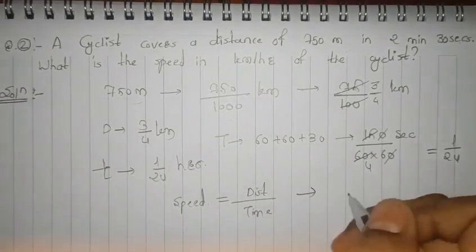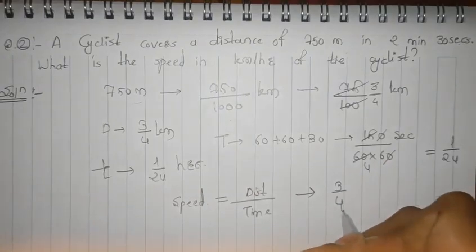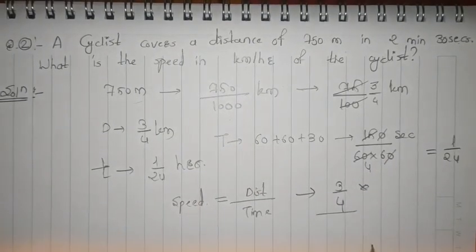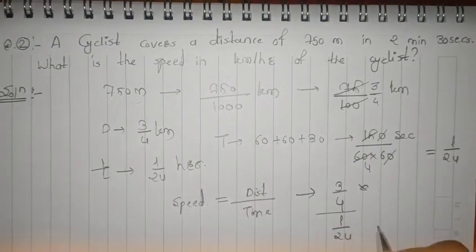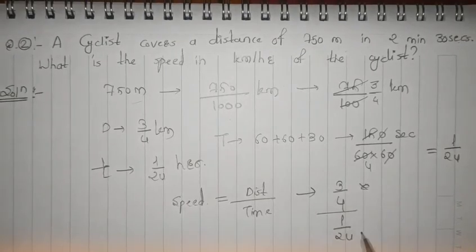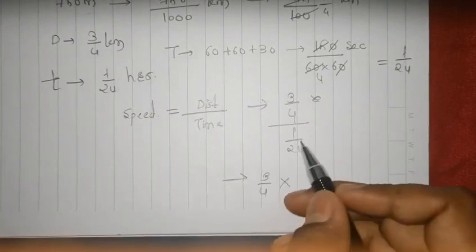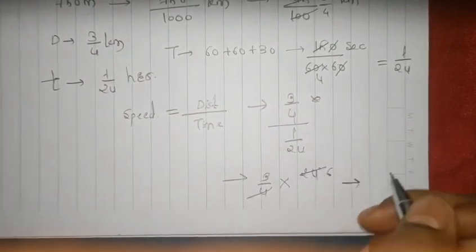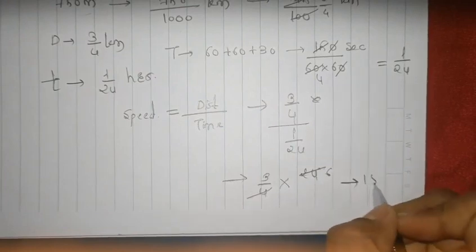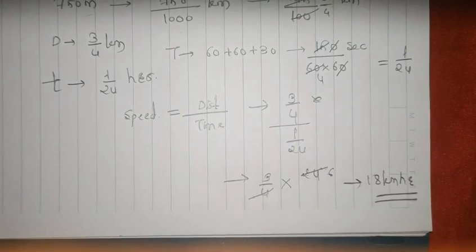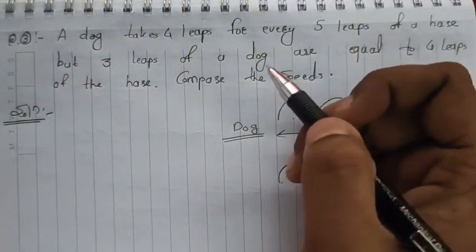So our distance is 3 by 4, right? Time is what? Actually here, let's write it here, 1 by 24. Now to simplify this, 3 by 4 into, while multiplying, 1 by 24 will get reciprocated, that is 24. So 6, 4 sixes are 24, so it is 18. 18 kilometer per hour is our answer. So this is our third question here.